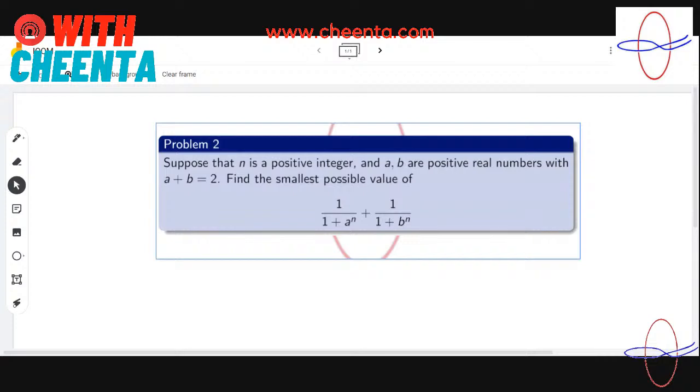So the problem says that n is a positive integer and a and b are positive real numbers with a plus b equal to 2. Then find the smallest possible value of (1 plus 1 by (1 plus a to the power n)) plus (1 by (1 plus b to the power n)). Okay. So I will give you 2 minutes to think about it and give me hints right now. So think about it, guys.